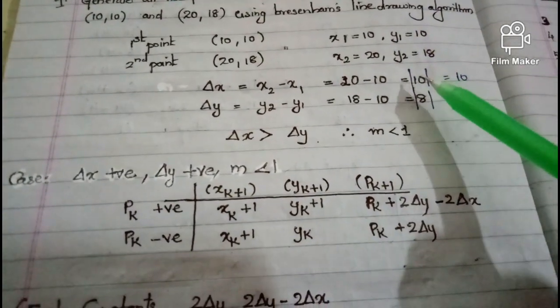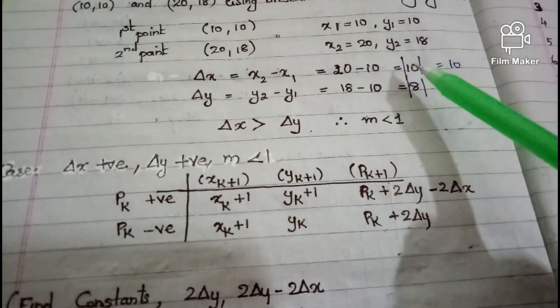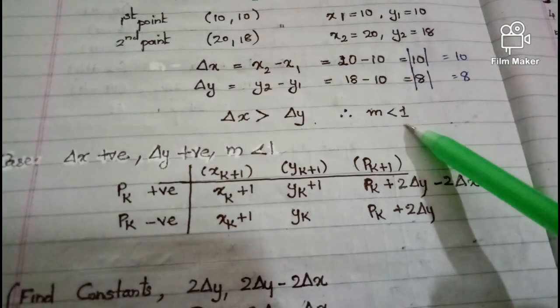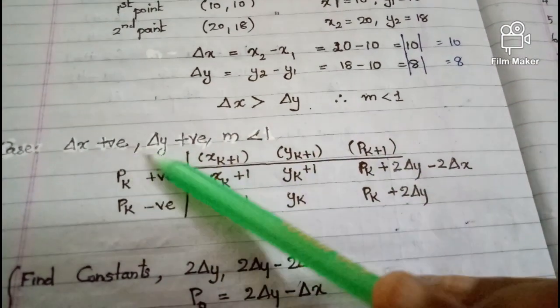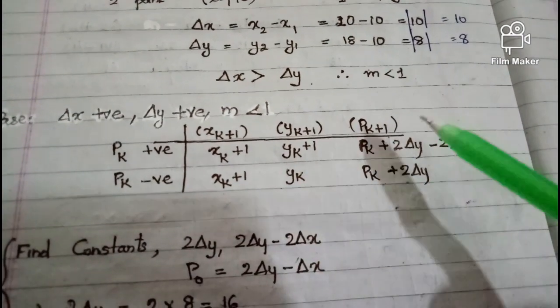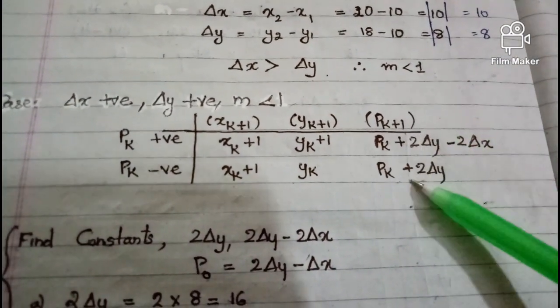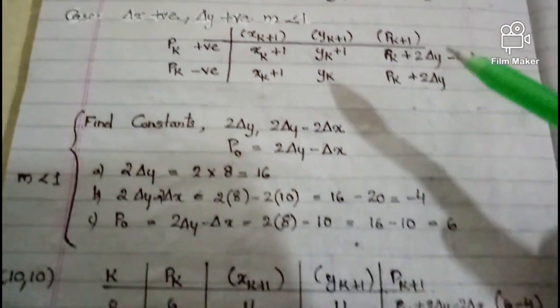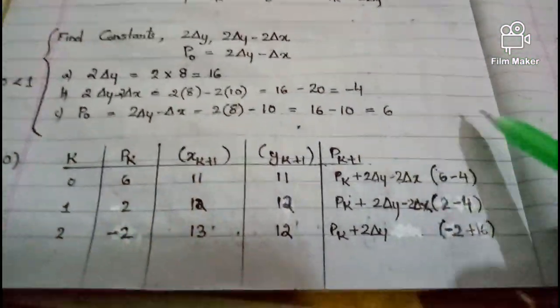Here in our situation, both delta x and delta y are positive, and it is a slope m less than 1 case. Because of this situation, the plotting points and pk plus 1 values are appropriately calculated. Now let us move on to the problem section.